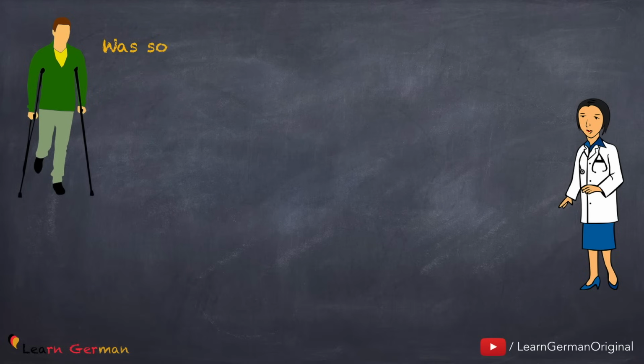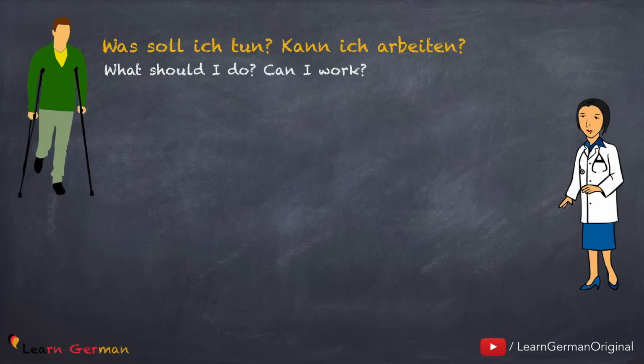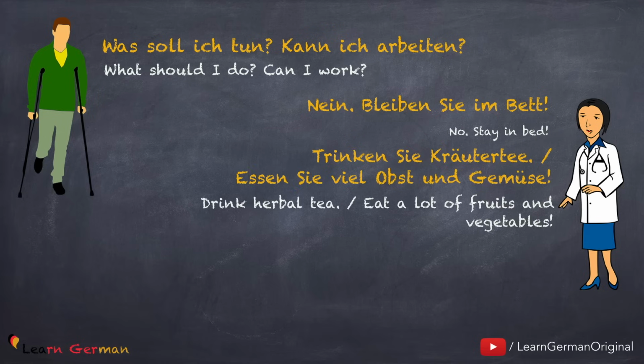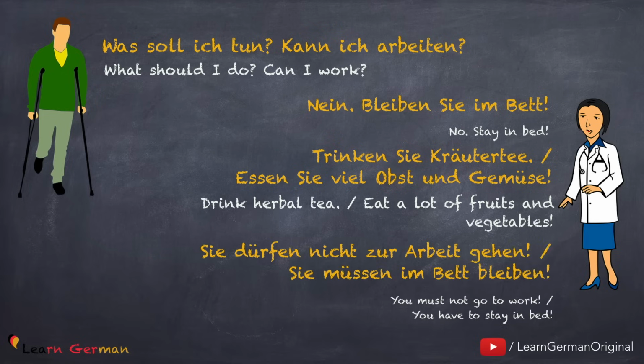Don't hesitate to ask something if you want to. For example, was soll ich tun? Kann ich arbeiten? Nein, bleiben Sie im Bett. Or the doctor could give you some other advice. Trinken Sie Kräutertee oder essen Sie viel Obst und Gemüse. The doctor might also tell you what to do and what not to do. Sie dürfen nicht zur Arbeit gehen. Sie müssen im Bett bleiben.